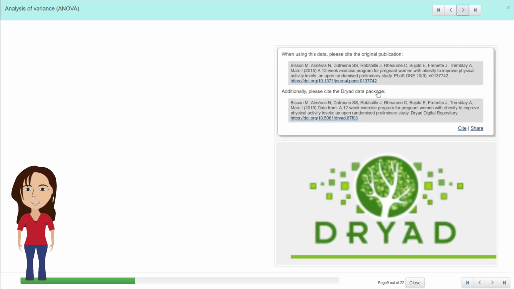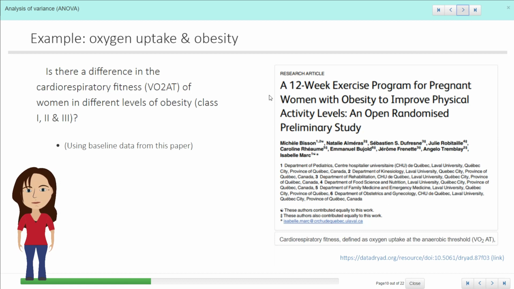Now the data I'm going to use for this example has come from the Dryad data repository. It's from a paper called A 12-Week Exercise Program for Pregnant Women with Obesity to Improve Physical Activity Levels. I'm not going to look at the outcomes for this. I'm just going to look at some of the baseline data to see if our 3 levels of obesity are similar. So I'm going to have a look: is there a difference in the cardiorespiratory fitness, the VO2AT, of women in the different levels of obesity, class 1, 2 and 3?